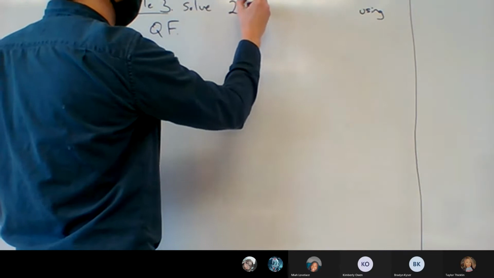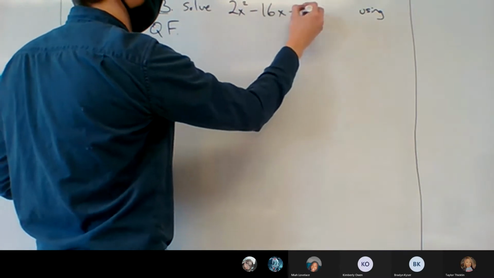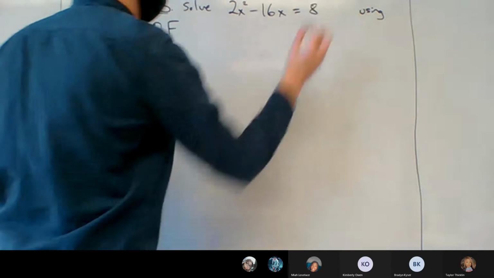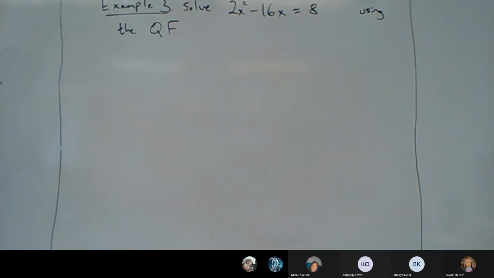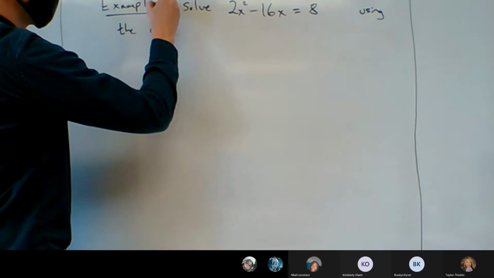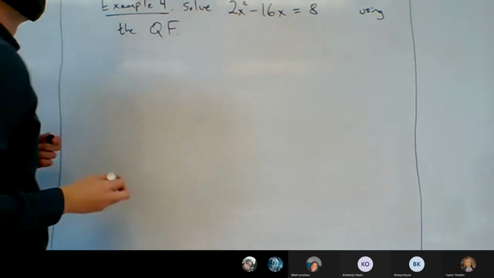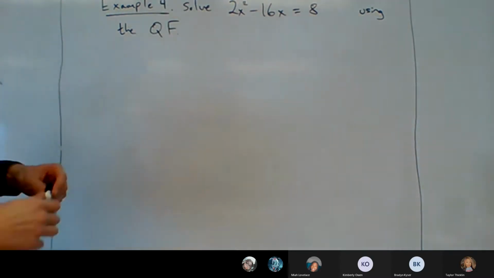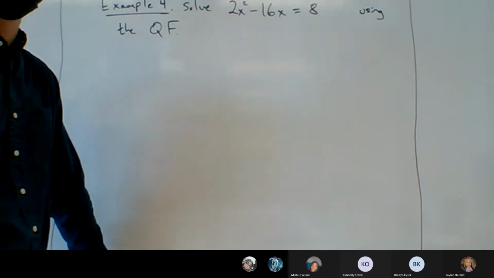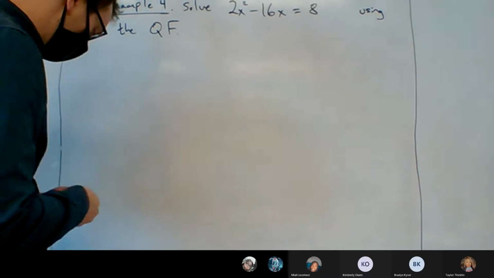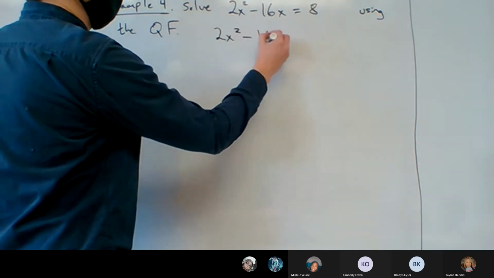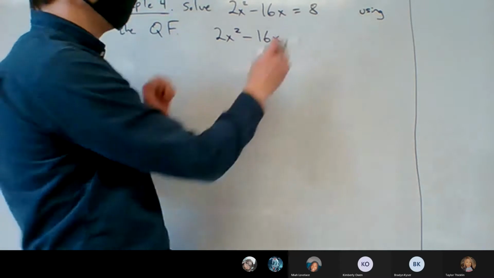Let's try 2x squared minus 16x equals 8. Example 4. Solve 2x squared minus 16x equals 8 using the quadratic formula. Before you write down a, b, and c, you need to note that it needs to be adjusted to 2x squared minus 16x. You need to get a 0.